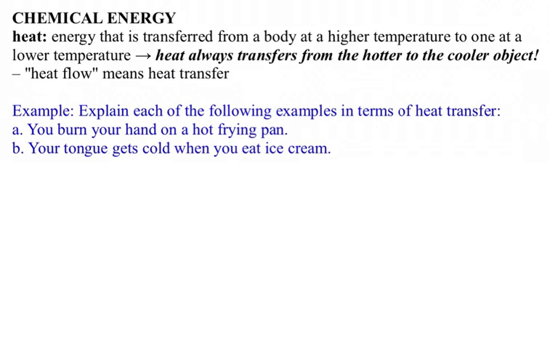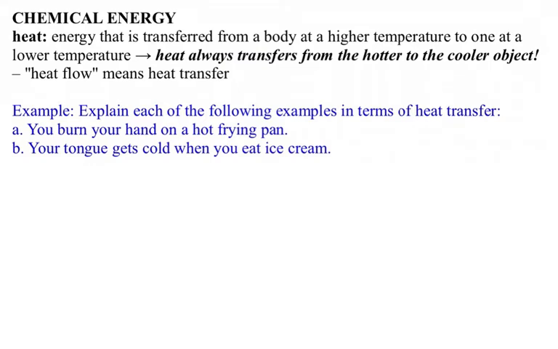Now we're going to look here at heat. Heat is energy that is transferred from a body or a substance that has a higher temperature to one at a lower temperature. You see, heat always transfers from the hotter object to the cooler object, not the reverse. On the bottom here, we want to explain, using this, the way that heat is transferred. We want to explain in part A, when you burn your hand on a hot frying pan, explain how heat is transferred. So think about that for a moment.